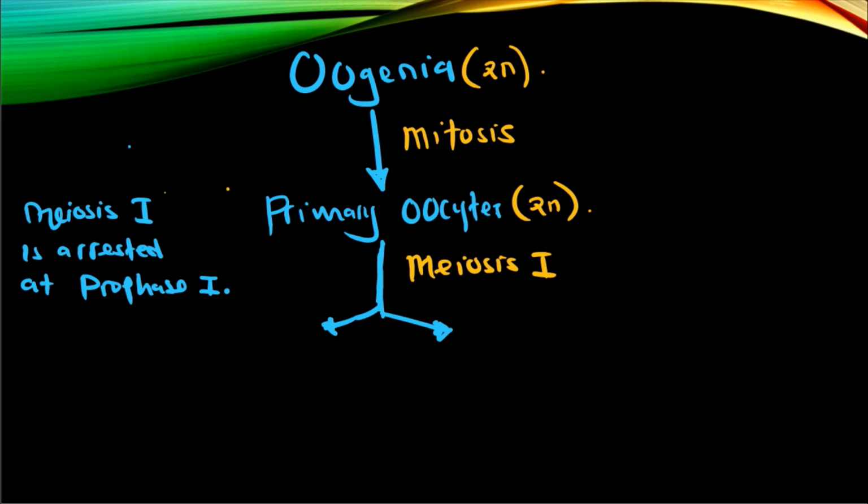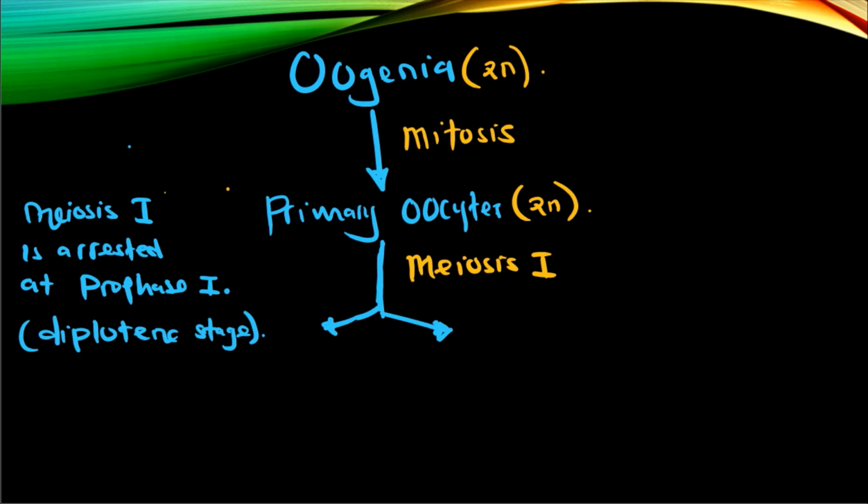Now the stage where prophase 1 is arrested is called the diplotene stage. So meiosis 1 is arrested at prophase 1 at the diplotene stage. So when the baby is born, it is born with primary oocytes that are arrested at prophase 1. Now, this meiosis 1 will resume.